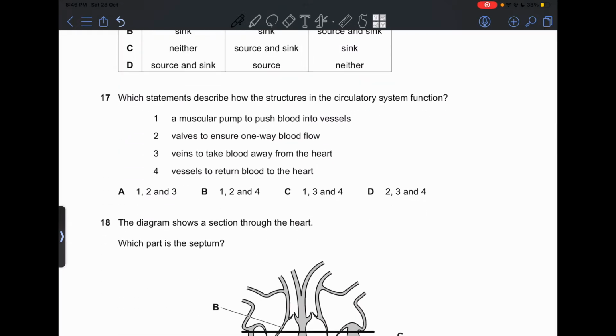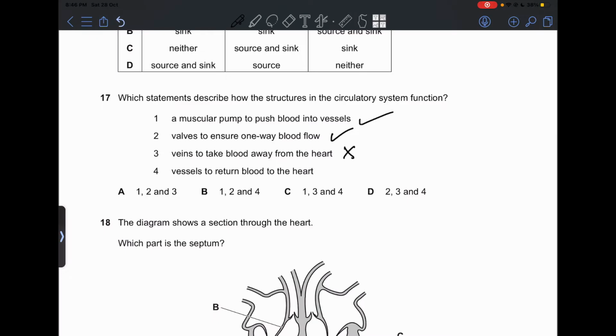17. Which statements describe how the structures in a circulatory system function? Number 1 says a muscular pump to push blood into the vessels. This is a correct statement, so we're going to be ticking that. 2. Valves ensure one-way blood flow. This is again correct. 3 says veins take the blood away from the heart. This is an incorrect statement because the arteries are the ones that take away the blood from the heart, not the veins. This is an incorrect statement.